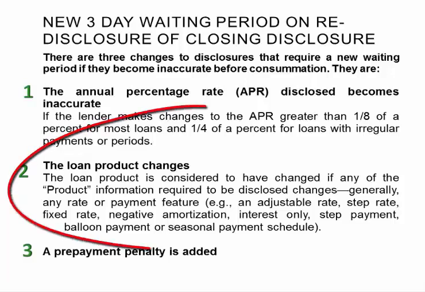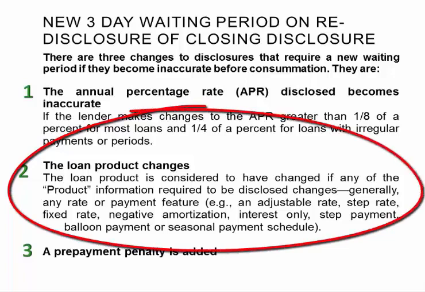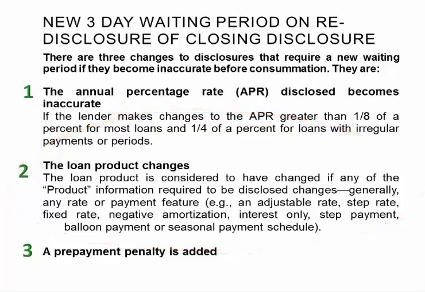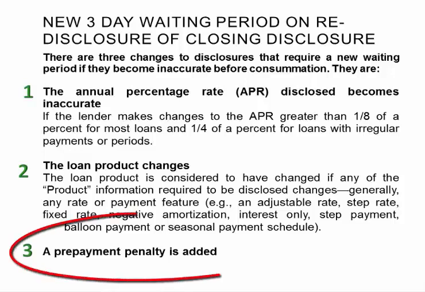That's the first thing. The second thing is if the loan product changes. If the loan product changes, generally payment features, if they go to an ARM, if they change loan programs completely, then there's a new 3-day waiting period. And then if a prepayment penalty is added, it could also trigger a new 3-day waiting period. So these are the 3 items.